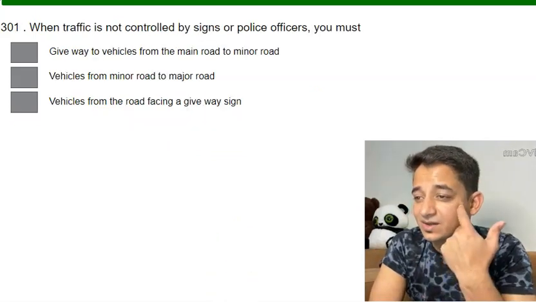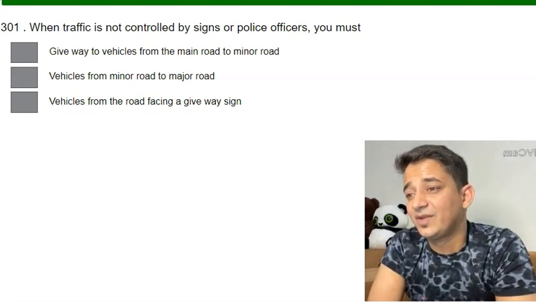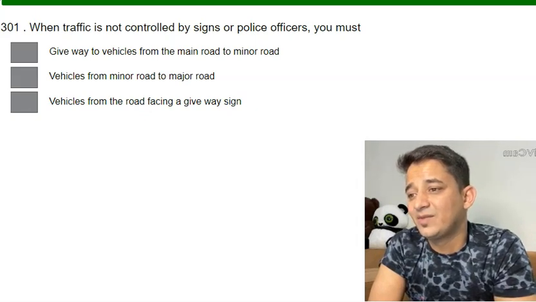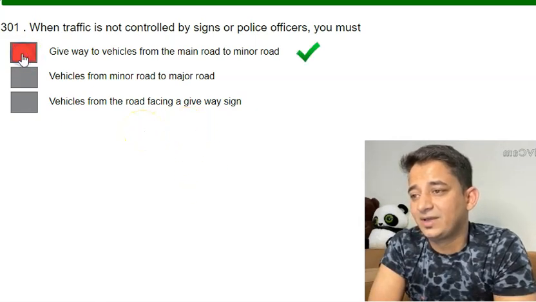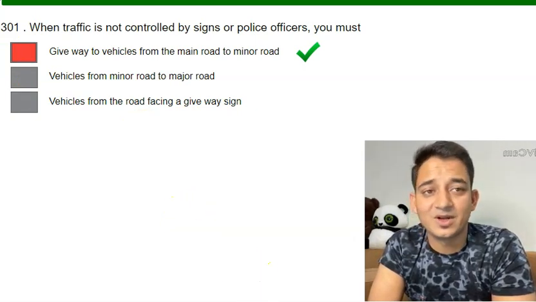When traffic is not controlled by signs or a police officer, you must give way to a vehicle from the main road to a minor road, a vehicle from a minor road to a major road, or a vehicle from the road facing a give way sign. Usually you should give way to vehicles from the main road to the minor road because the main road should not get blocked.